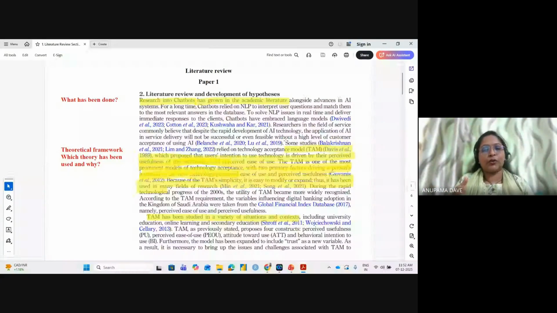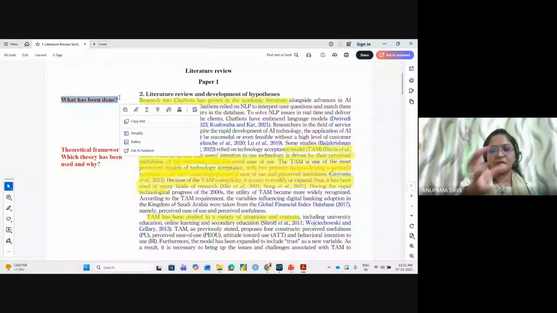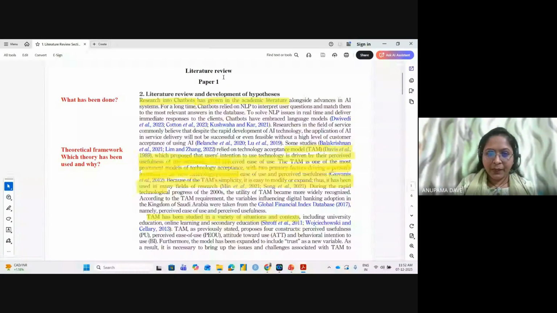So that is how a literature review section should look. Now this is from paper number 1, that is ChatGPT 1, wherein they start with "research into chatbots has grown in academic literature." So it is talking about what has already been done. The highlights you see here, I have just written so that I'm able to connect and tell you. Then this entire paragraph is talking about what has happened, how things are being perceived, which I have not highlighted. I've just highlighted the major things.